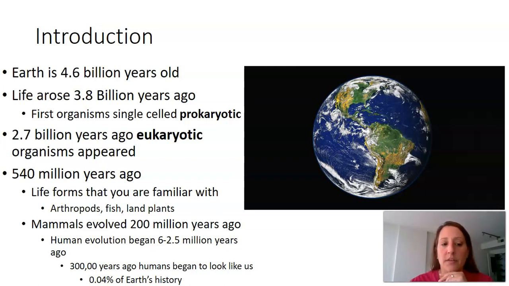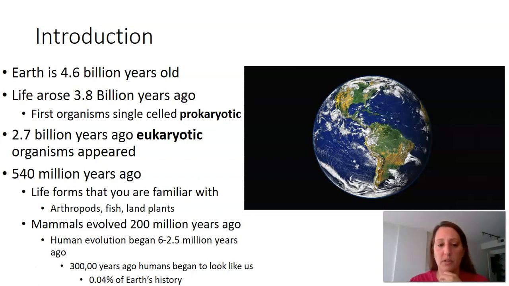The first organisms that evolved on the planet were microscopic, very, very small, single-celled organisms. We're going to go over cells in a couple of chapters. All living things are made of cells. You're made of trillions of cells. The first life on the planet was probably made of just one single cell, and that single-celled organism was most likely a prokaryote.